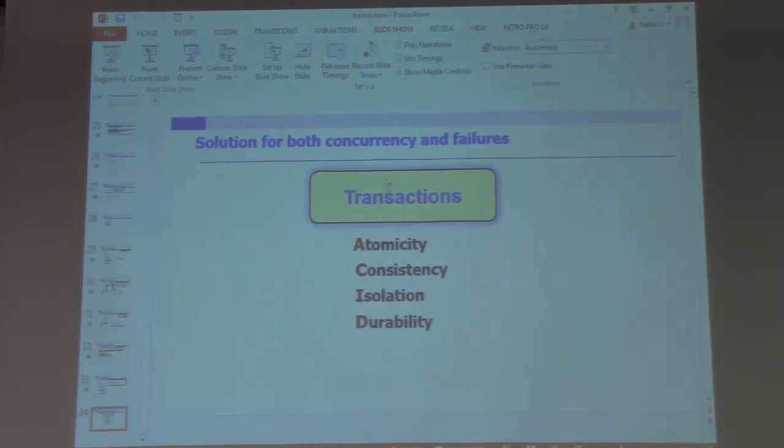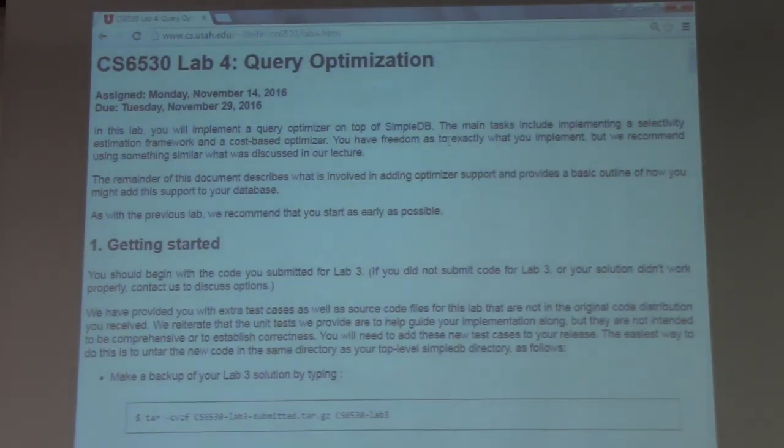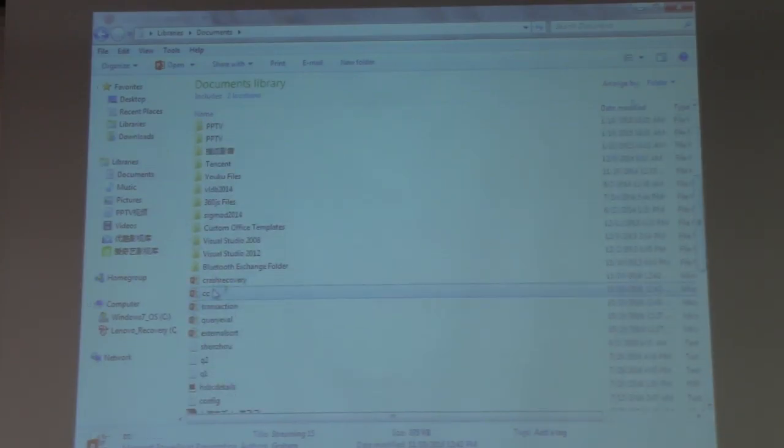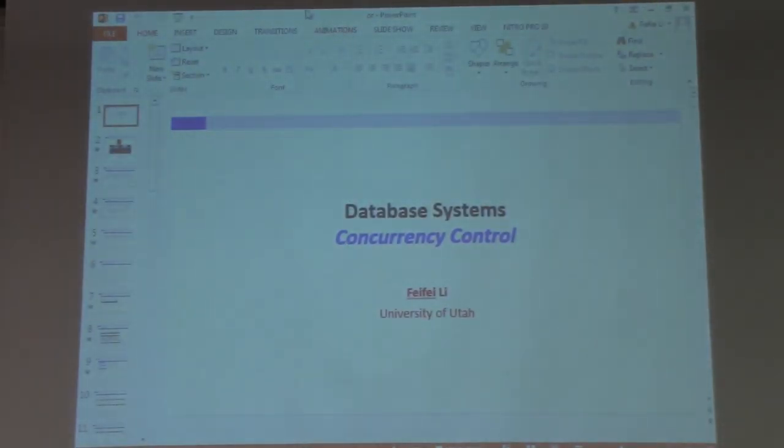So let's go to this particular part. How does the database kernel ensure isolation? For that, we will use this module called concurrency control.